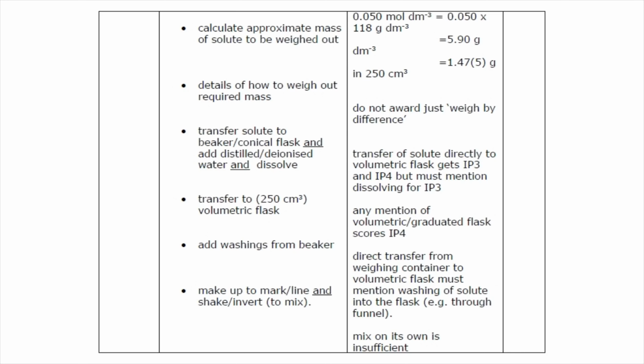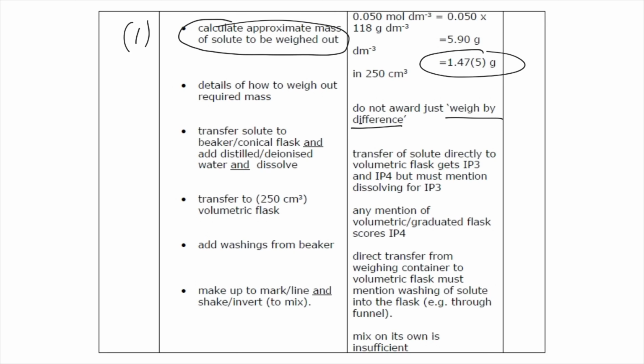So let's have a look at the mark scheme. Calculate the approximate mass of solute to be weighed out, which we calculated to be 1.475 grams. So that's your first mark. The second mark is for details of how to weigh out the required mass. Do not award just weight by difference. So you can't just say weigh by difference, but essentially you've got to describe that. So that is the weighing of the bottle, then transferring that into the beaker and then weighing it again, so that you can find out exactly what mass you've added.